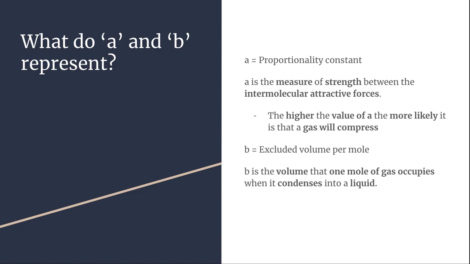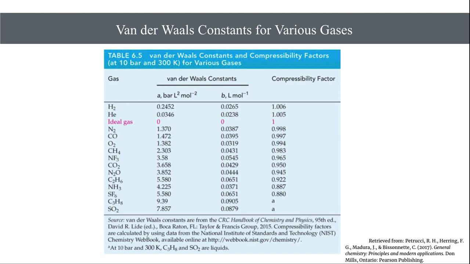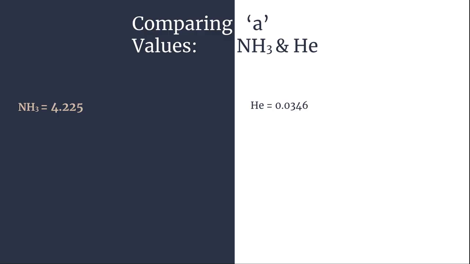So we're going to go into a little bit further depth. We can see here some constants and the gases that they are with. Some of them are a little bit higher, some of them are a little bit lower, and we can see the compressibility factor. So what we're going to do is look at the a values of NH3 and helium. NH3 had one of the higher ones on the table, equaling 4.225, while the a value for helium was 0.0346, which is a lot lower.